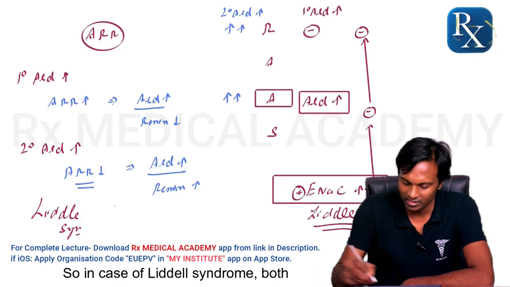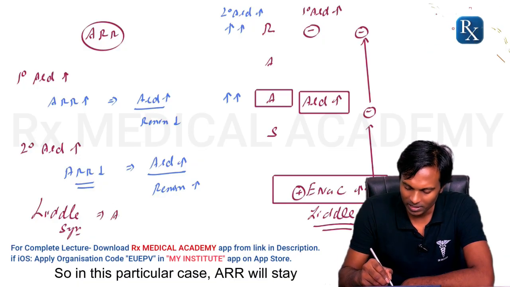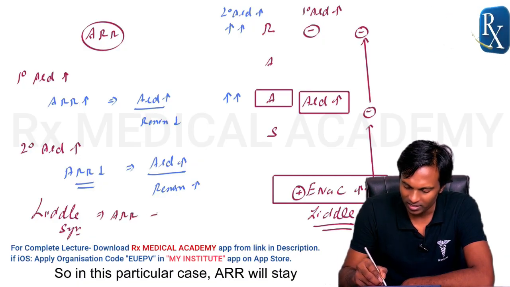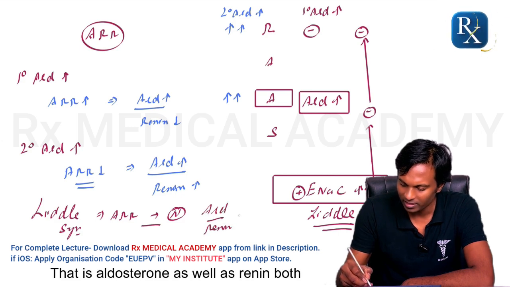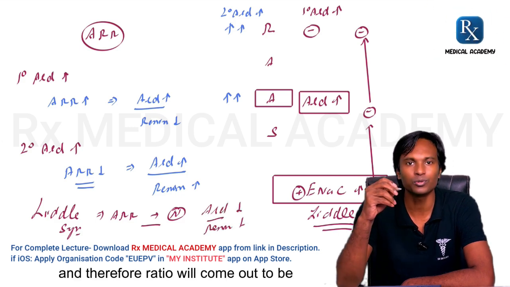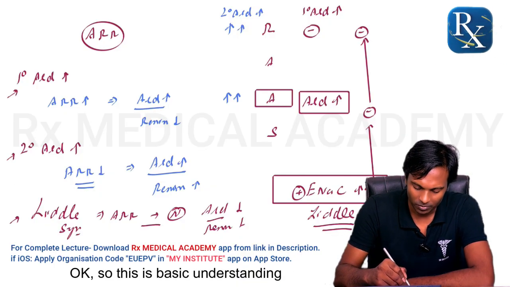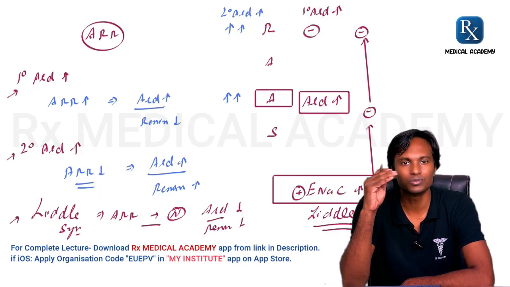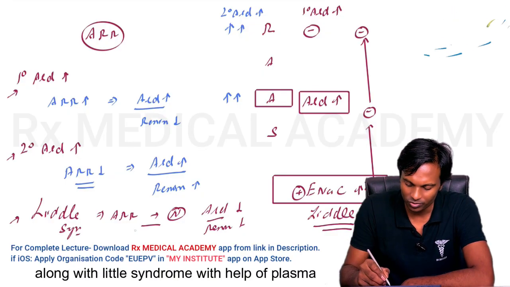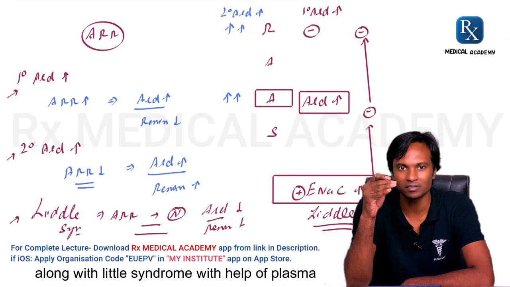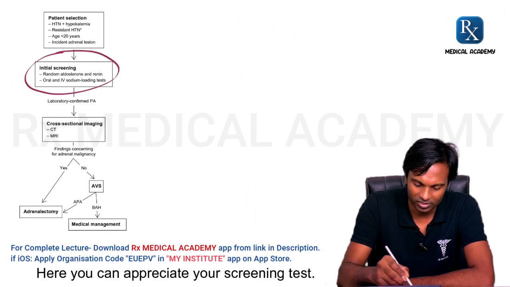So in case of Liddle syndrome, both aldosterone as well as renin will decrease. So in this particular case, ARR will stay normal, that is aldosterone as well as renin both will decrease, and therefore the ratio will come out to be normal. Okay, so this is the basic understanding of the main screening tool for the diagnosis of primary and secondary hyperaldosteronism along with Liddle syndrome with the help of the plasma aldosterone-renin ratio. Here you can appreciate your screening test.